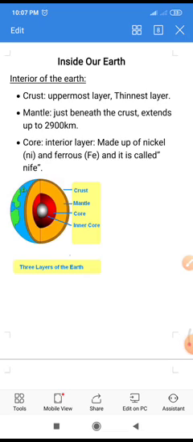Today we are going to learn about the second chapter in geography, Inside Our Earth. Have you ever seen an onion? It has several layers. Like an onion, our earth is made up of several layers, one inside another. The uppermost layer of the earth is called the crust.